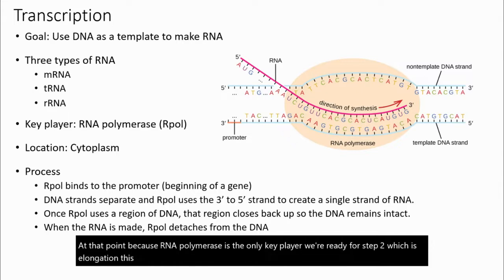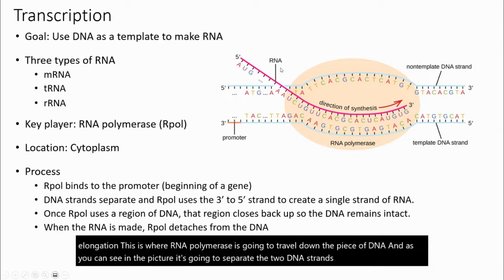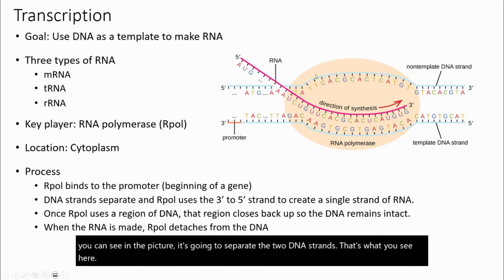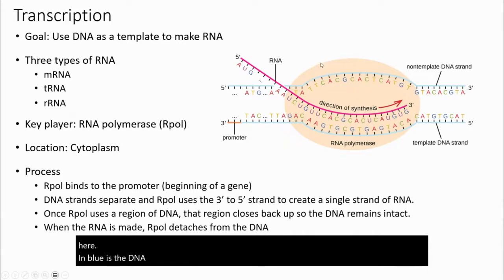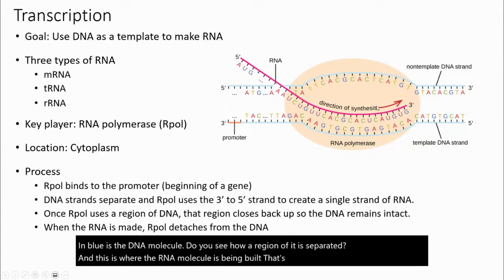This is where RNA polymerase is going to travel down the piece of DNA. And as you can see in the picture, it's going to separate the 2 DNA strands. That's what you see here in blue, the DNA molecule. Do you see how a region of it is separated? And this is where the RNA molecule is being built. That's what you see in pink.